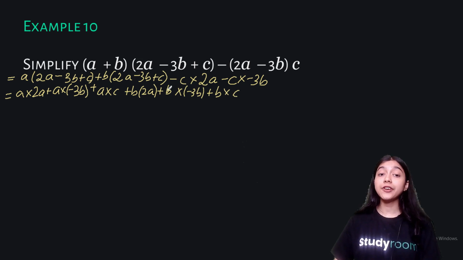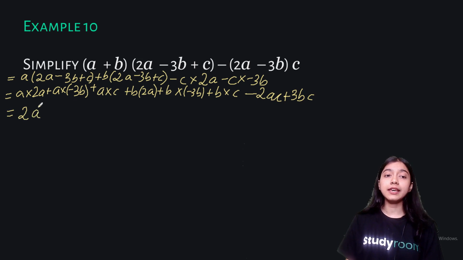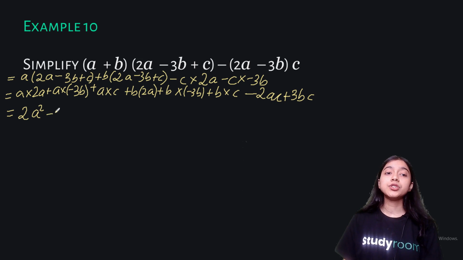Over here we have minus of c, which is multiplied with 2 times a. What will it give us? It will give us minus of 2 times ac. Over here we have minus into minus. Minus into minus gives us plus, and c multiplied by 3b gives us 3 times bc. Now here we have a multiplied by 2a, which gives us 2 times a square. Here we have a multiplied with minus 3b, which gives us minus of 3 times ab.